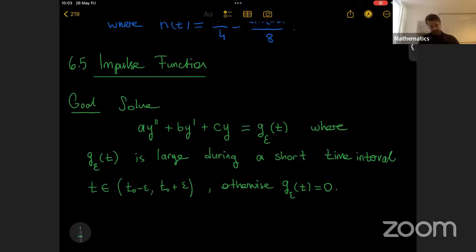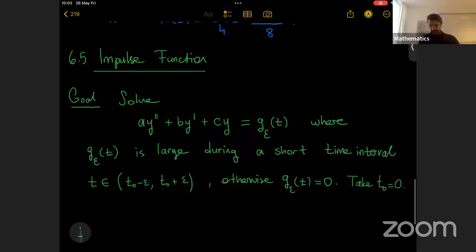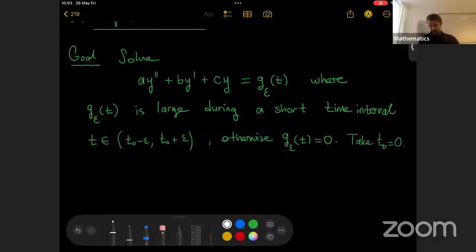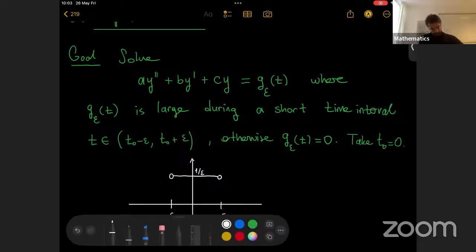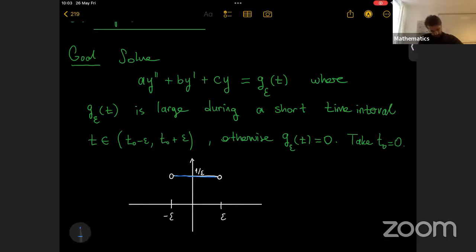And for simplicity, we will take T sub 0 equal to 0. So basically the function looks like the following. We have an interval like this, minus epsilon, okay? And in this small interval from minus epsilon to epsilon, G will be very large. For instance, you can take 1 over epsilon. 1 over epsilon is large when epsilon is small, right? Okay, and otherwise it is 0. So it's like this. It's 0 here and here.